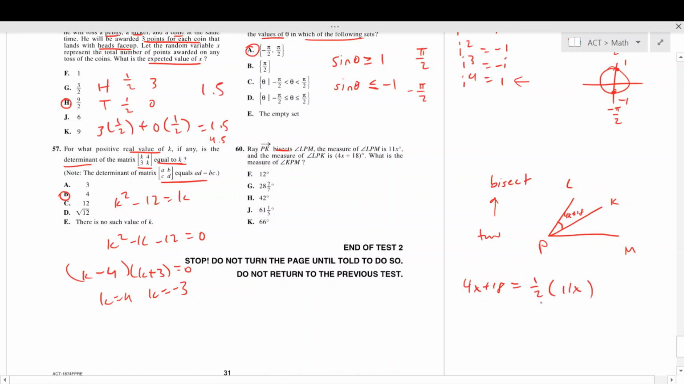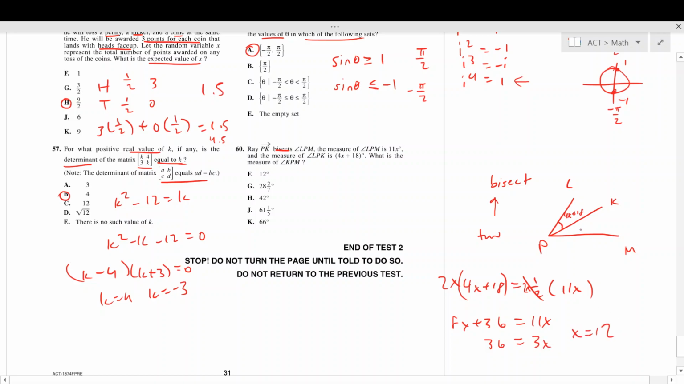So now we just solve. If we multiply by 2 here, the fractions cancel out, but we also have to multiply by 2 here. Actually, you had to do that in parentheses. So 2 times 4x plus 18 is equal to 8x plus 36 is equal to 11x. So if we subtract 8x on both sides, we get 36 is equal to 11 minus 8x, which is 3x. X is equal to 12.